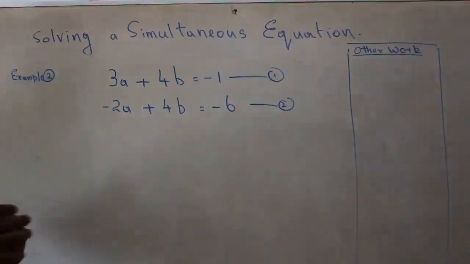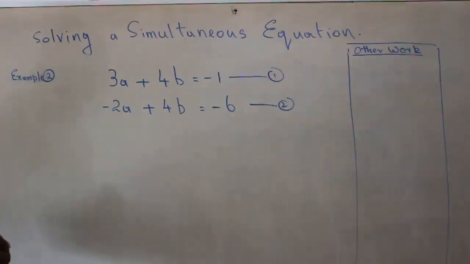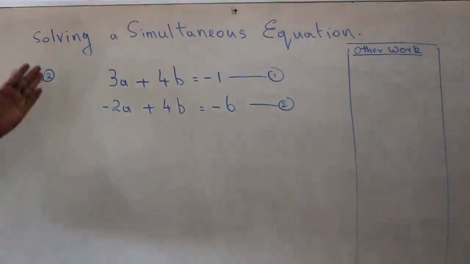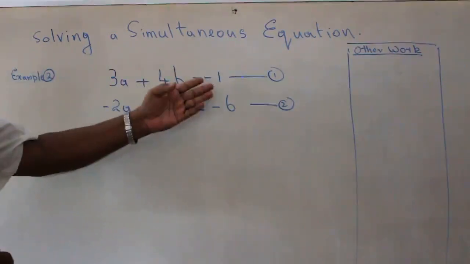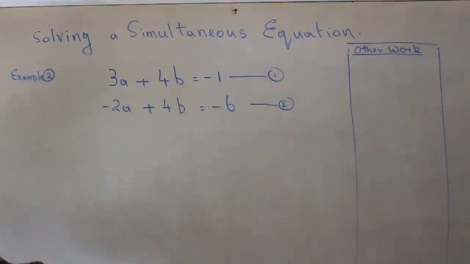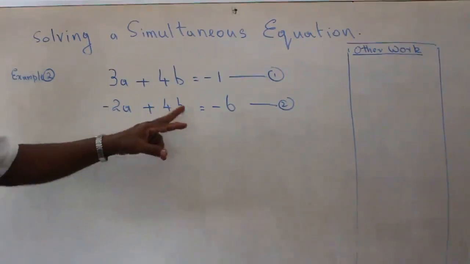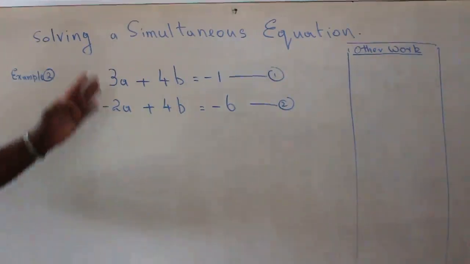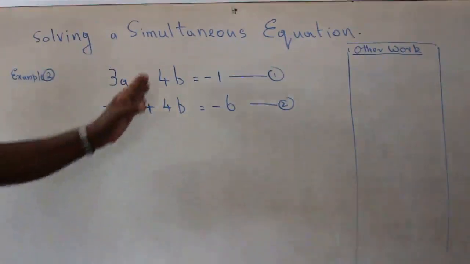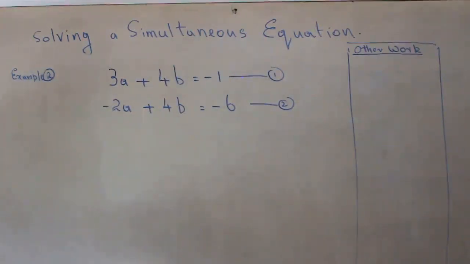Alright then, I will work out a second example. Again, there will be 3a plus 4b is equal to minus 1, labeled as equation 1, and minus 2a plus 4b equals minus 6, labeled as equation 2. As you see, the a's are lined up with a's, b's are lined up, and the equals and the numbers all have to be lined up nicely and neatly.